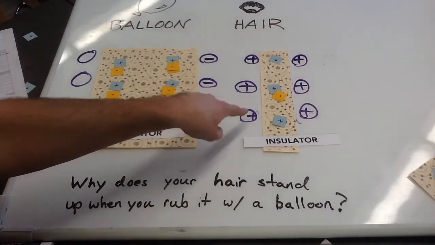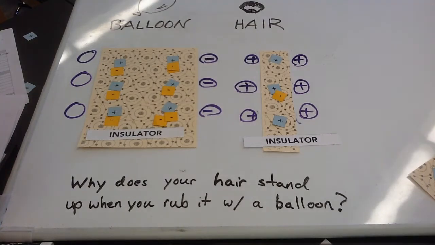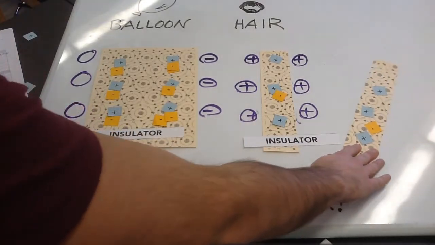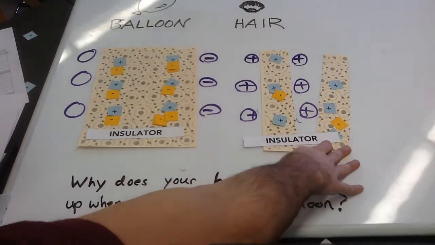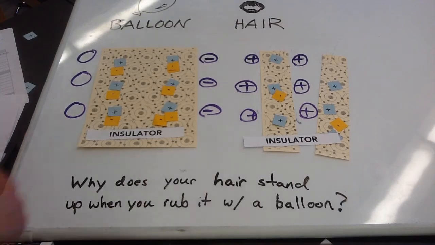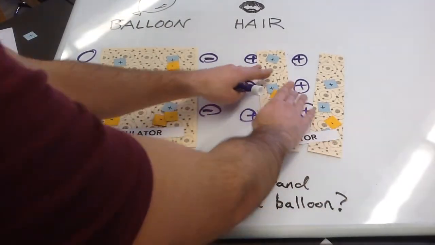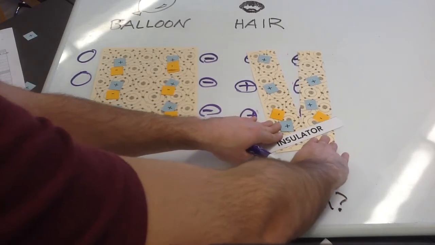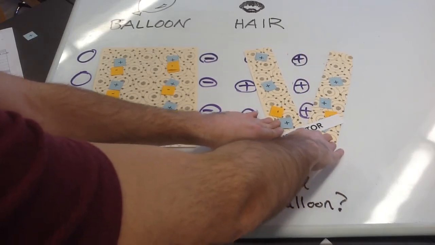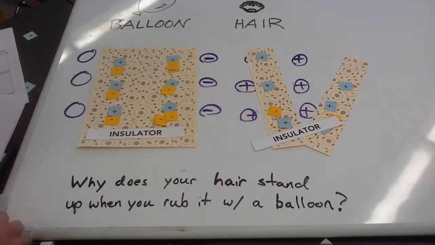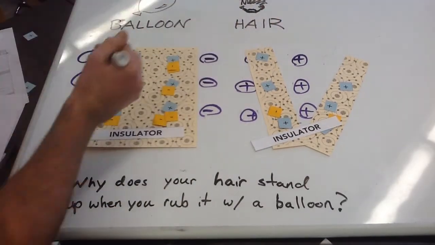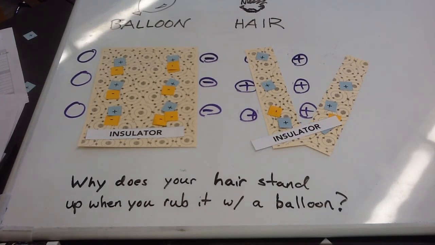So how does making your hair positive cause it to stand up? Well, we know that like charges repel. So imagine that I have another hair that comes over here. Just want to make sure that this is in the screen. All right, so I have a hair that comes over here, and both are positively charged. They are going to want to get as far away from each other as possible, and so that is why your hair will stand up after being charged by that balloon.